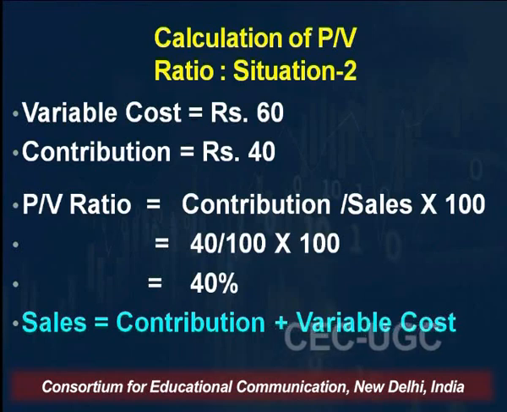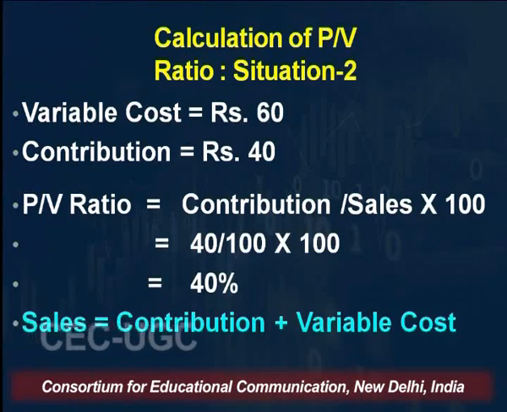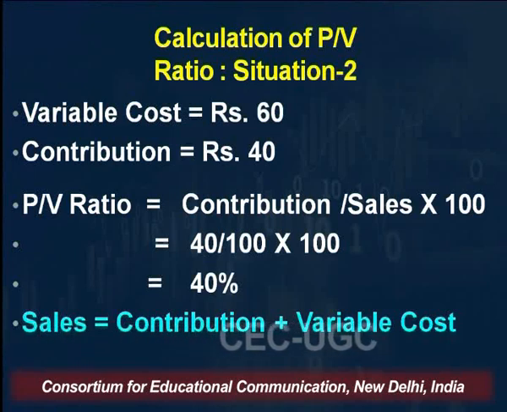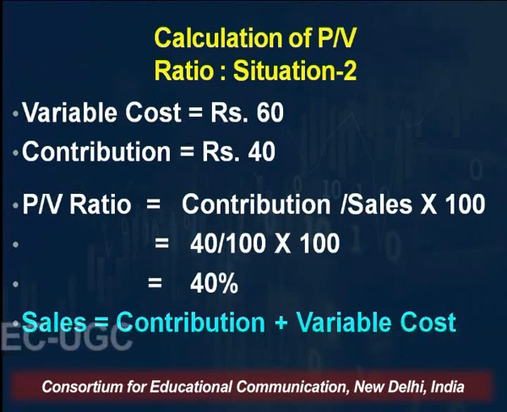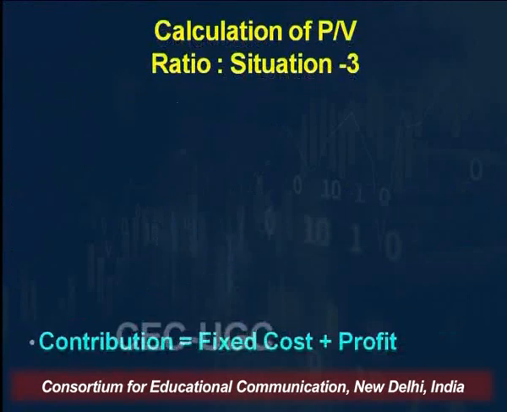So here what we have done, what is our learning from this situation number 2? Learning is sales is equal to contribution plus variable cost. So for sales also we have got a formula. Sales is equal to contribution plus variable cost. So by simply putting the value into the marginal costing statement, you can find the value of say contribution, or you can find the value of sales. Just like in this situation, we have computed the value of sales to calculate PV ratio.